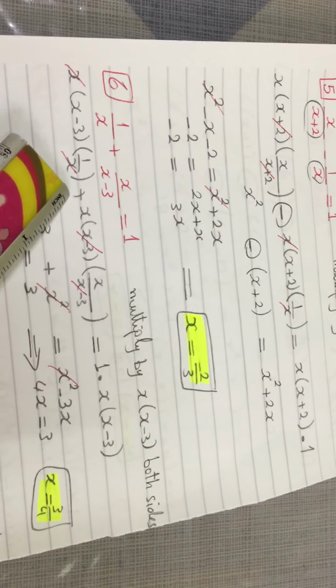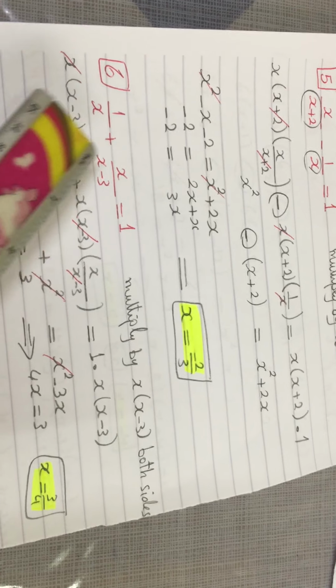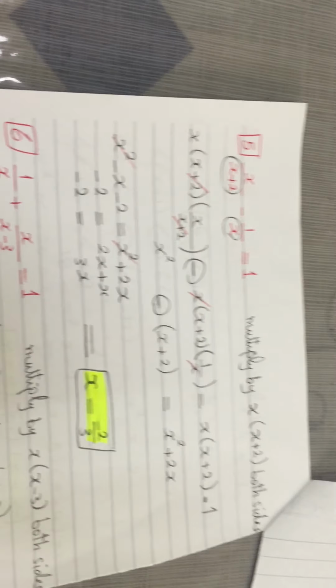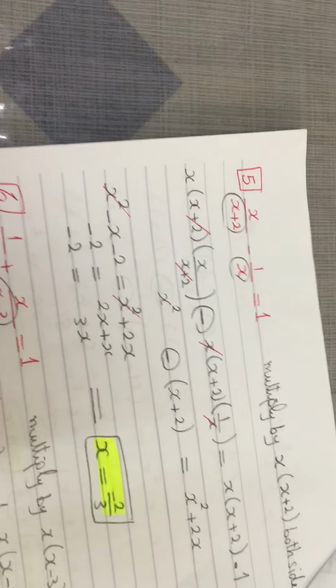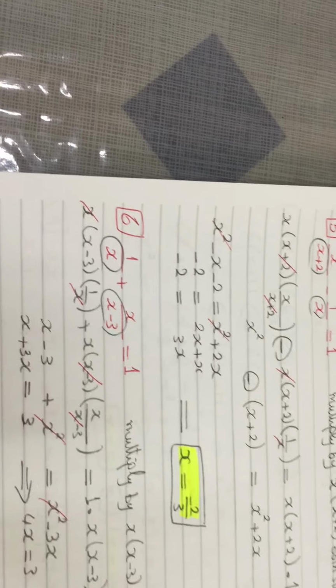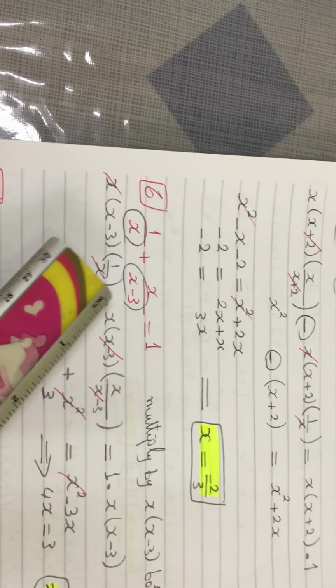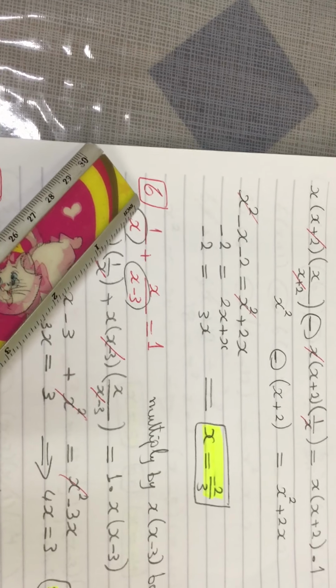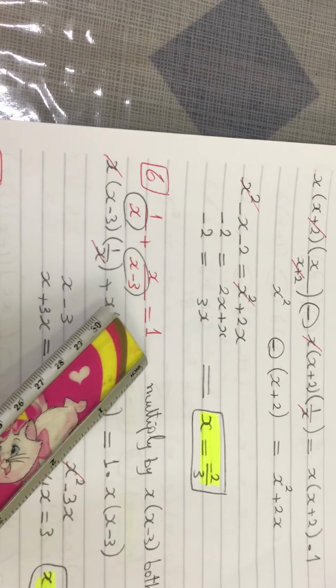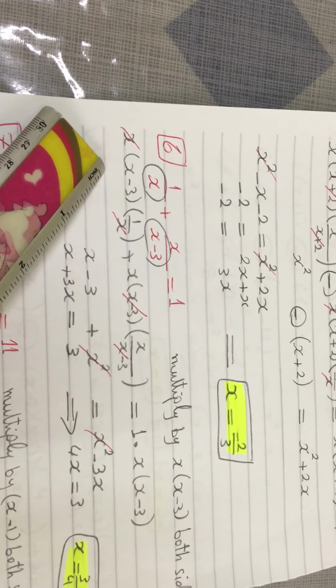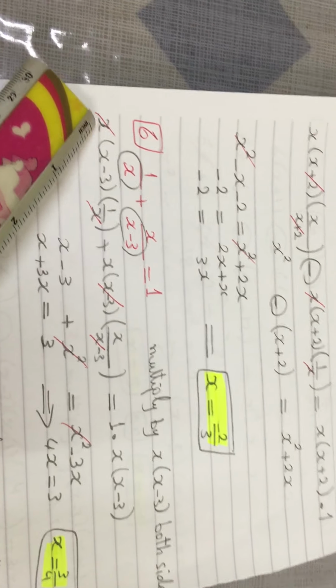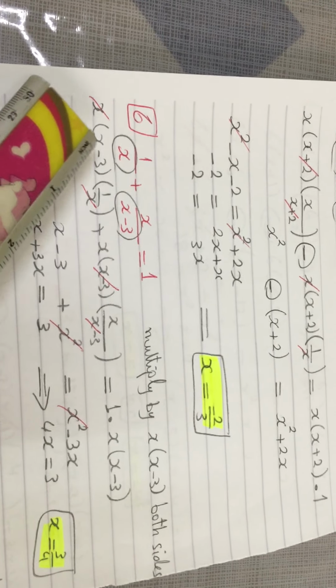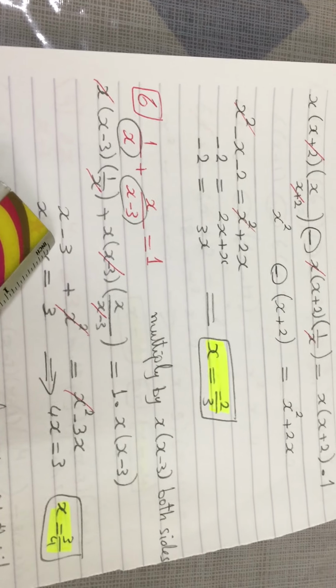In question number 6, 1 over x plus x over x minus 3. What are the denominators? I want to clear them. I want to clear x times x minus 3. So I'll multiply it by this fraction, multiply it by this fraction, multiply it by 1, as you see here. Now start to simplify, cancel x with x. What's left? x minus 3 multiply 1. So it will be x minus 3.